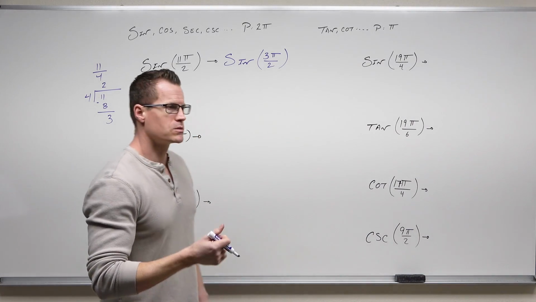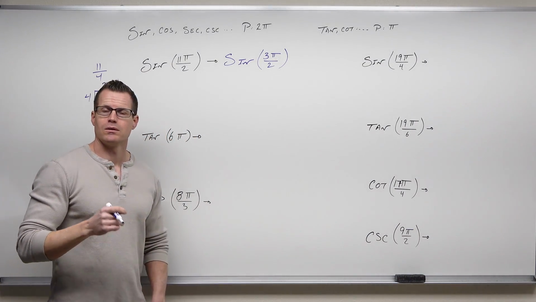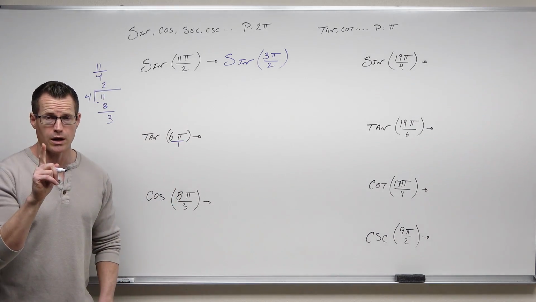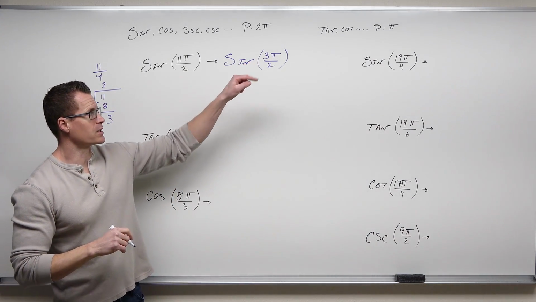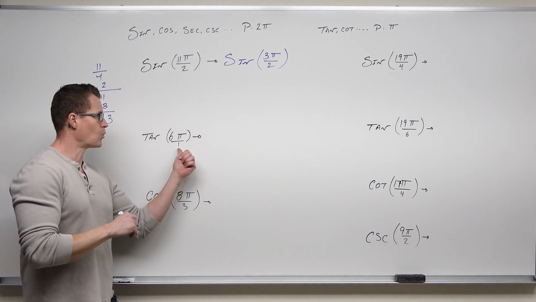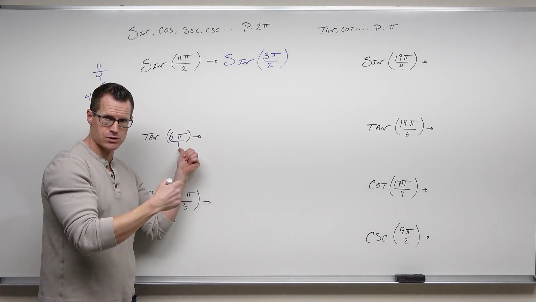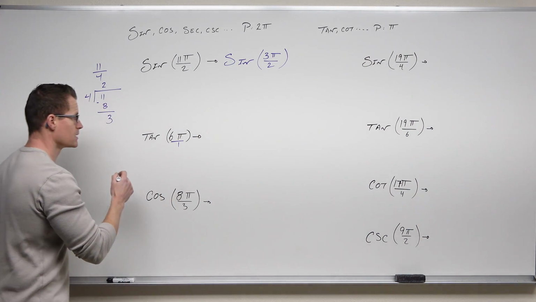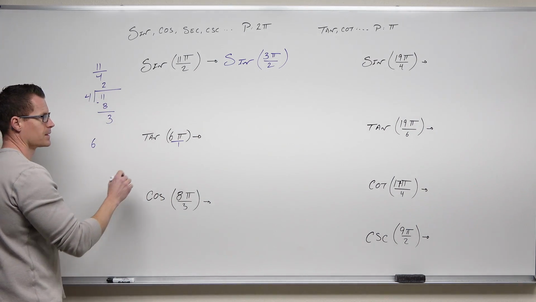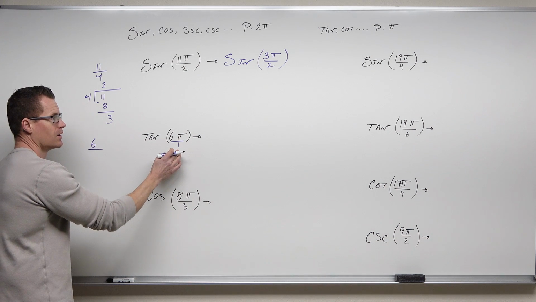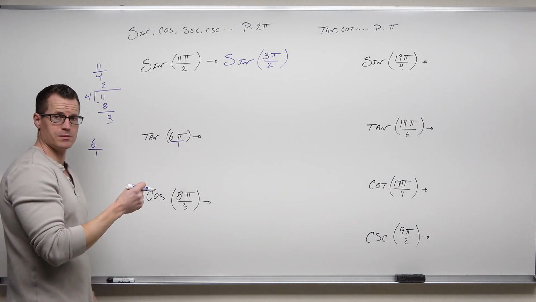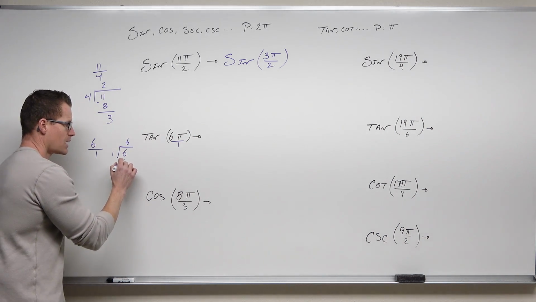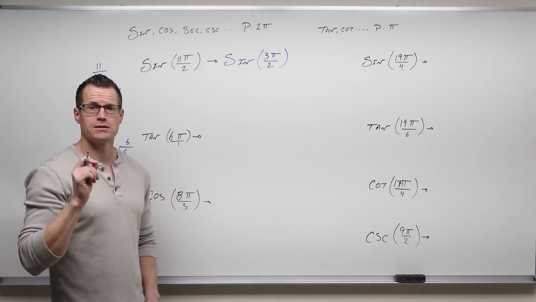Let's look at tangent. So tangent of 6 pi. Now, let's look at the denominator of that angle. That's 1. The period for tangent and cotangent is just pi. So I'm going to take 1 times pi. Well, that's just pi. 6 pi divided by pi is just 6. So I'm taking 6 divided by 1. If I take 6 and divide it by 1, it goes in 6 times, and there's a remainder of 0.